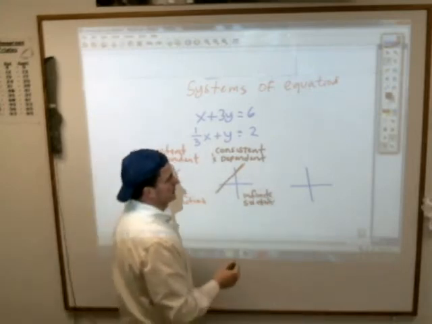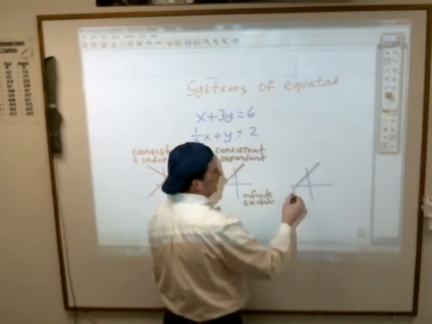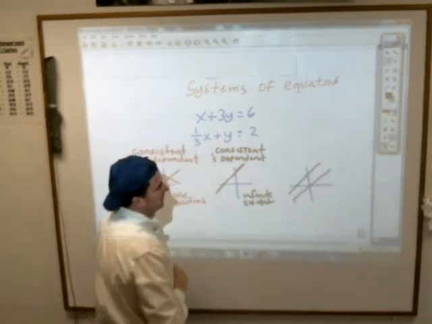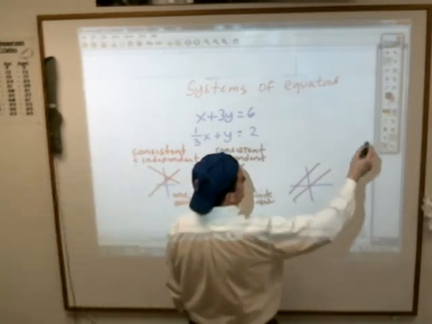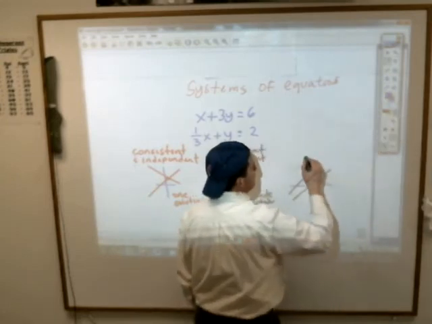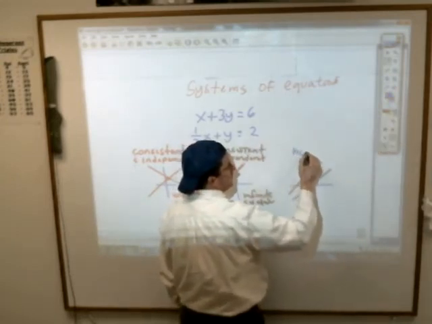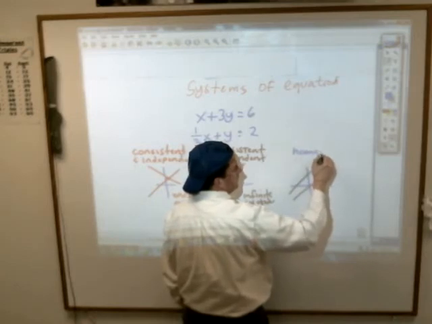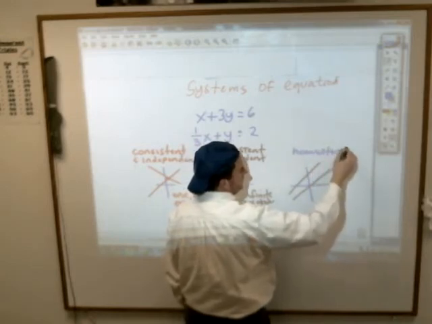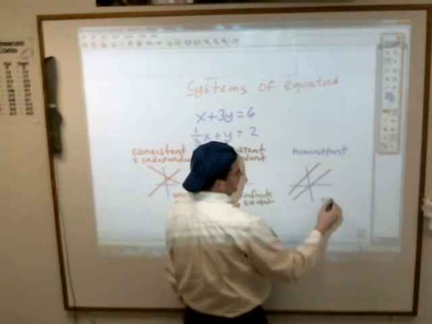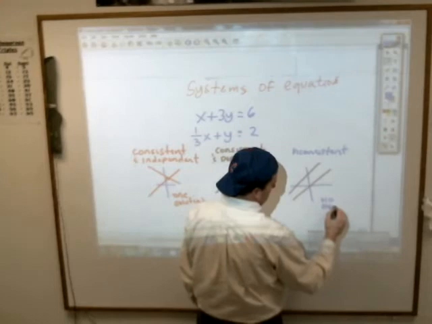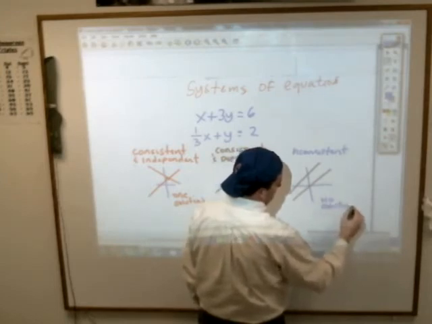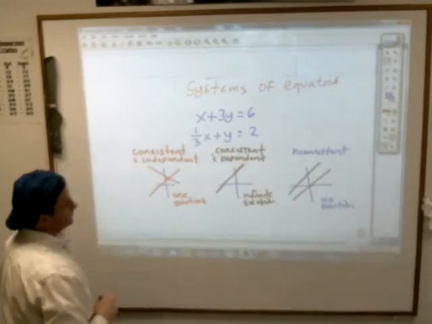And your third option is that the lines, when you graph them, are parallel. And when they're parallel, it's called inconsistent. Inconsistent. And we talked about this before. There is no solution when they're inconsistent, which makes sense. No solution.